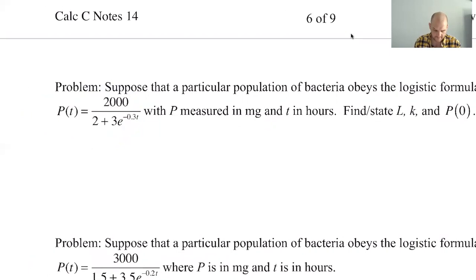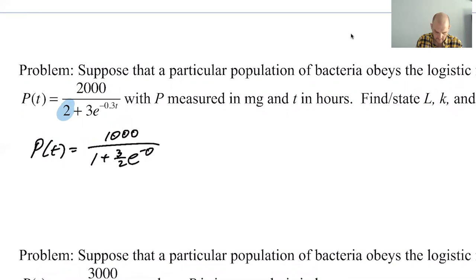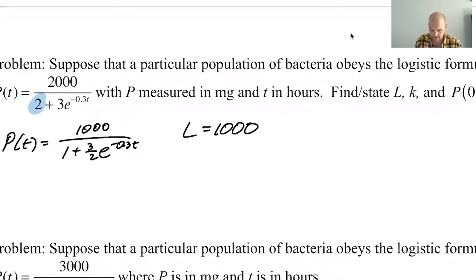All right, so suppose that a particular population of bacteria obeys the logistic formula, with P measured in milligrams and t in hours. Find L, k, and P of 0. Well, this is not how I like to have it because this is not a 1. So I'm going to make that happen. I'm dividing everything that I see by 2. Now we're good to go. So L is definitely 1,000 milligrams.